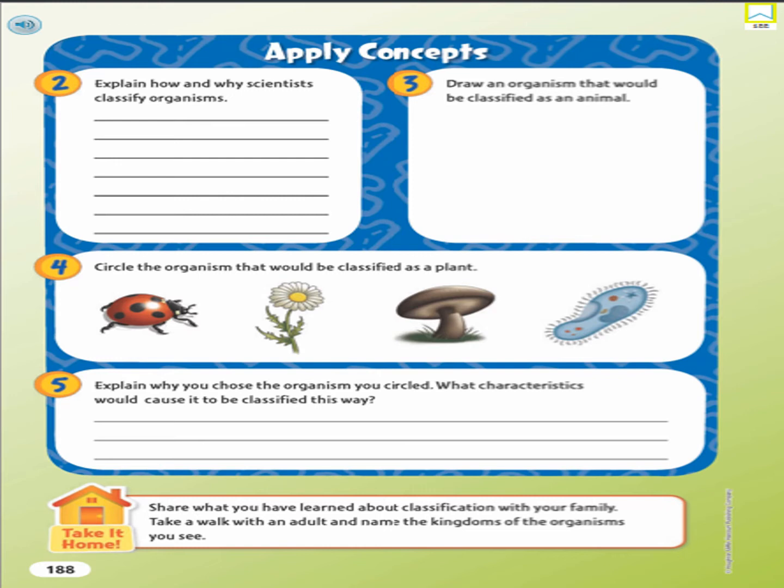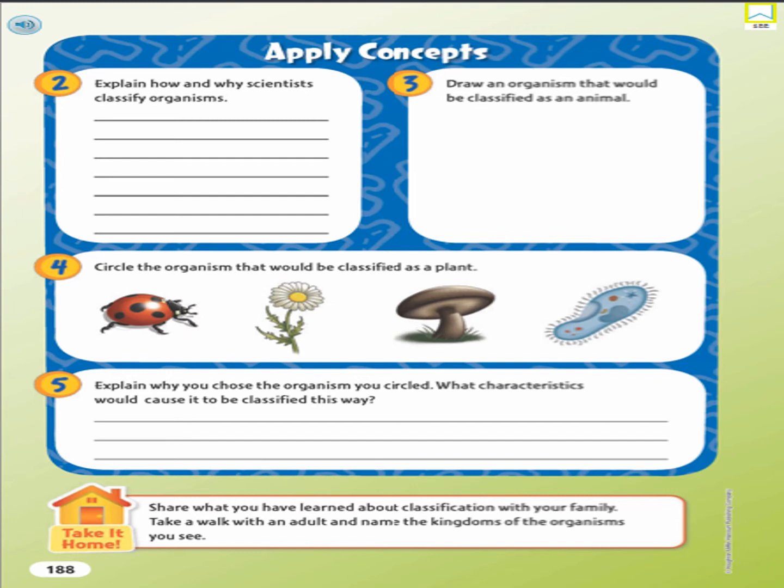Okay, draw an organism, number 2, that would be classified as an animal. That's very simple. I know some of you ladies are going to draw cats. Some of you guys are going to draw zombies. Zombies do not count as animals. Do not draw zombies. No zombies.